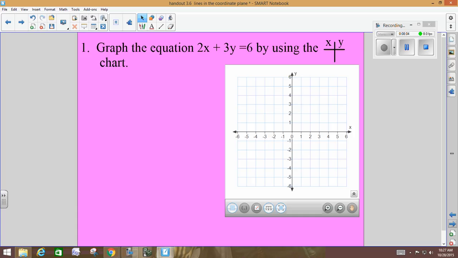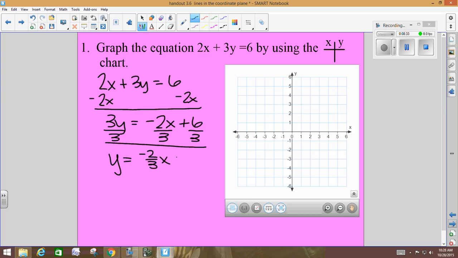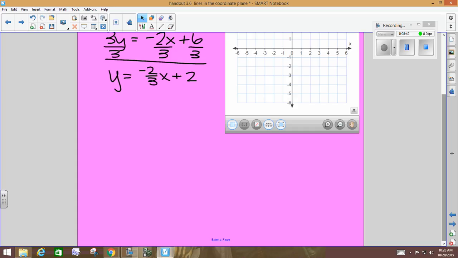This line right now, 2x plus 3y equals 6, what form is that in? Standard, good. We need to get it so that y is by itself. Good, subtract 2x to the right. 3y equals negative 2x plus 6. And then divide everything by 3. And you should get y equals negative 2/3 x plus 2. You want to reduce when and if you can.